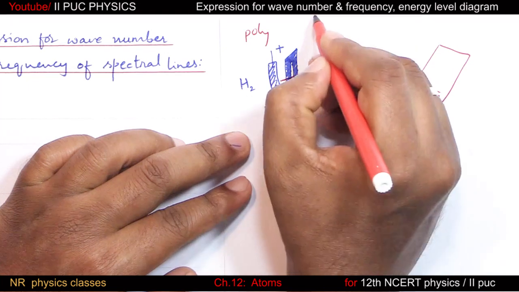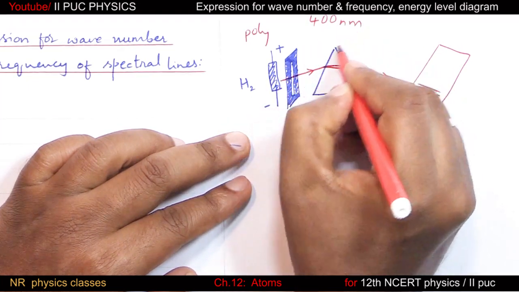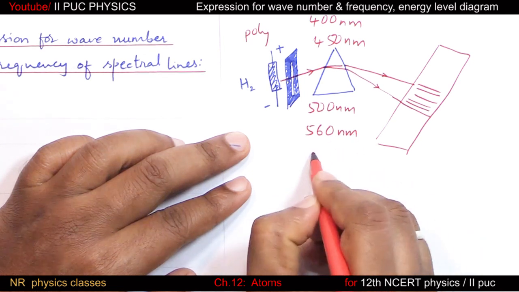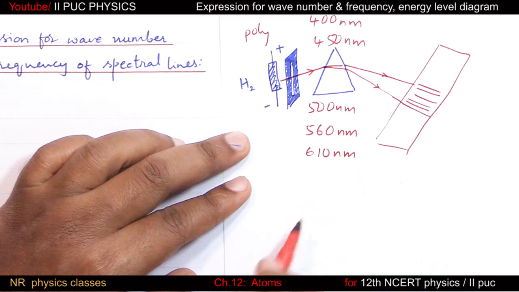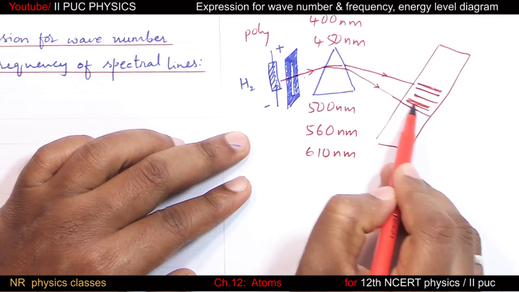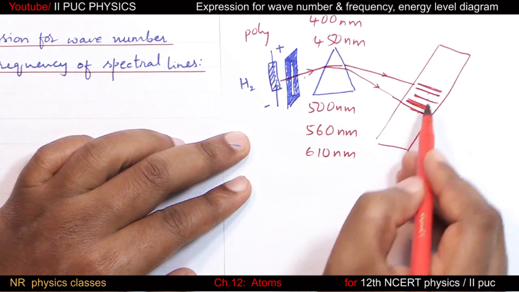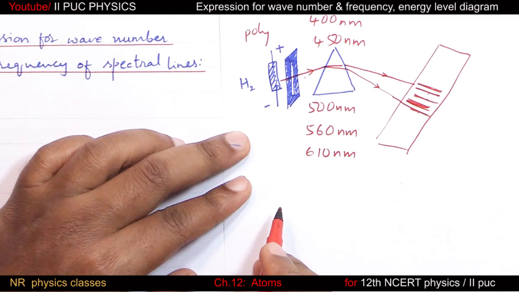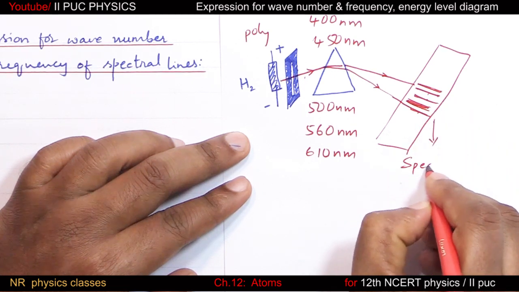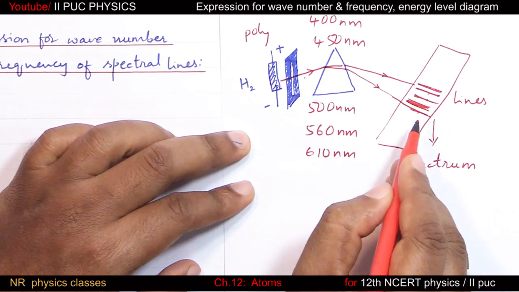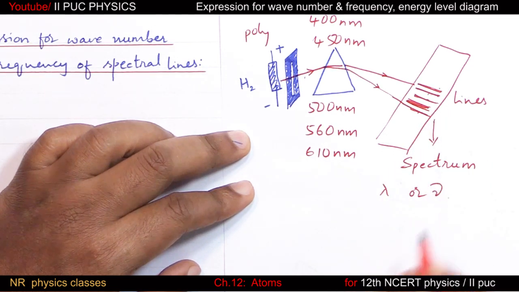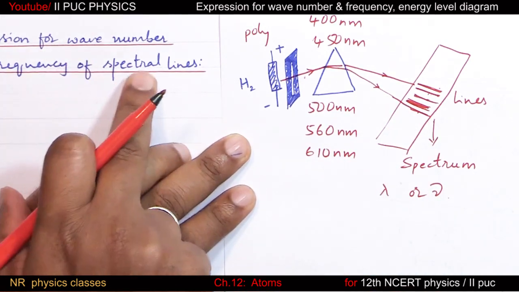If the incident radiation is made of, say, 400 nanometer, 450 nanometer, 500 nanometer, 560 nanometer, 600 or 610 nanometer, only these 5 wavelengths, then we can find these 5 lines, 1, 2, 3, 4, 5, and these 5 lines correspond to these 5 wavelengths, and these are called spectral lines. This is called spectrum. Spectrum is arrangement of something according to some parameter. So in this case, arrangement of light according to wavelength or frequency. So that spectrum is this spectrum, spectral lines.